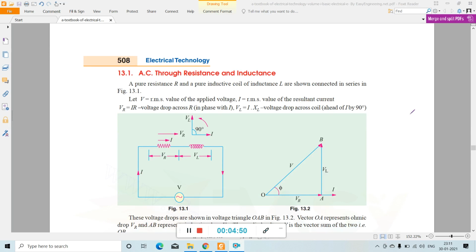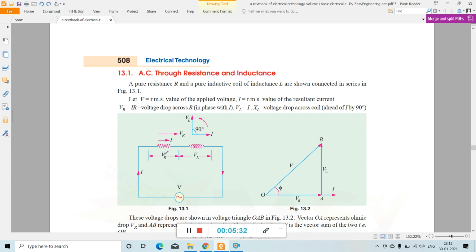This is the circuit diagram for AC through resistance and inductance. Here resistance and inductance are connected in series. This is the supply voltage V, and the current flowing through this circuit is I. VR is the voltage drop across resistance, and VL is the voltage drop across inductance. Let V be the RMS value of the applied voltage and I be the RMS value of the resultant current.